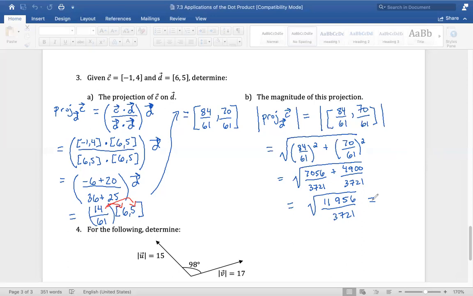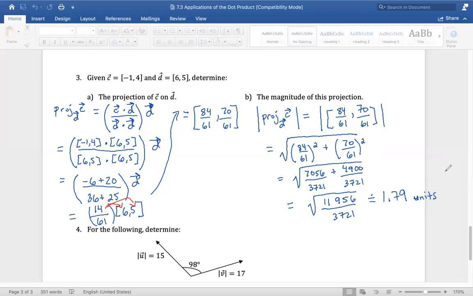So I have approximately 1.79 units, because there's no lengths given to me, right? No units, so you can just say units. So that's the length of your shadow, if you will, right? So that's the length of the projection vector, 1.79 units.